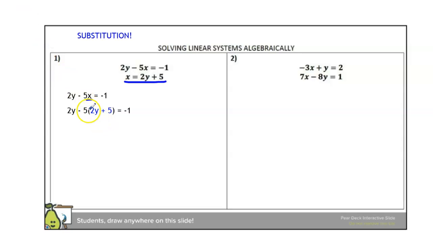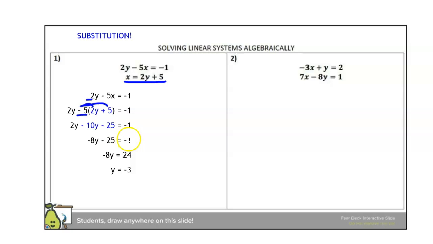It requires a little distributive property. Keep in mind that we're distributing minus 5 to both of these terms inside the parentheses, and then we're going to be combining like terms. So there's our distributive property, negative 10y and negative 25. Now we're going to combine like terms. And now we're going to move all the numbers to one side, keep all the variables on the other, and try to isolate that variable.